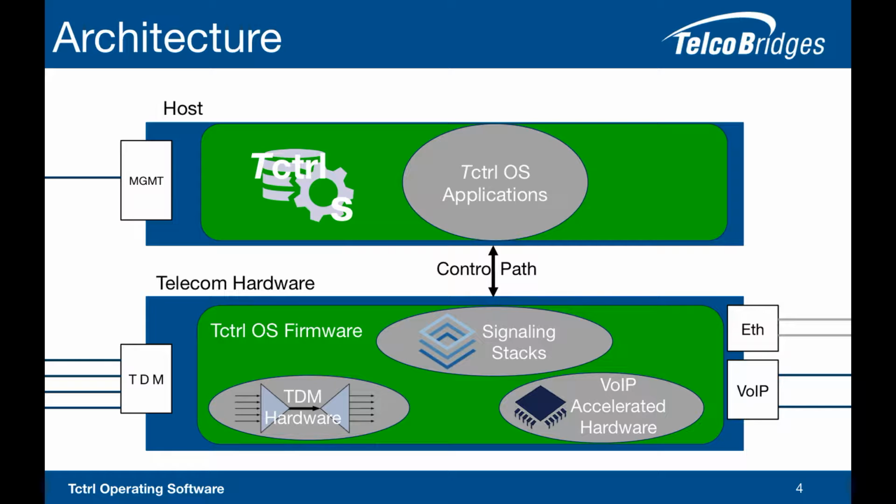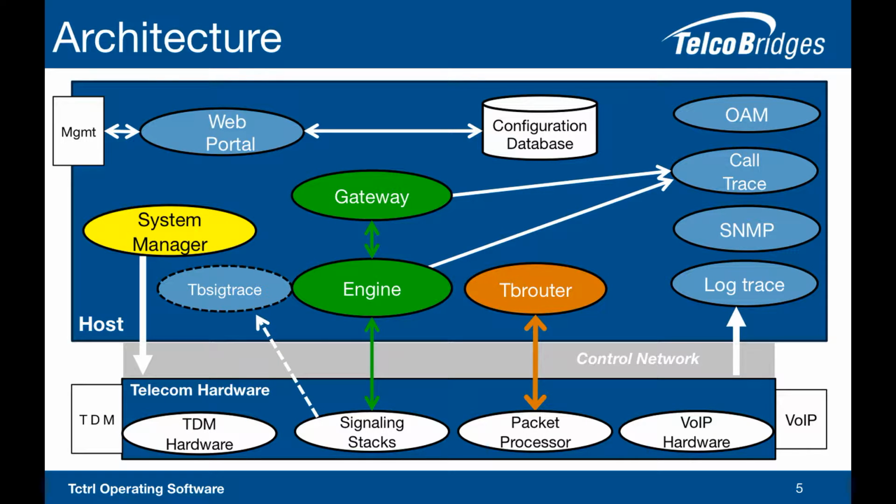Tctrl operating software is the application framework running on every TelcoBridges product. It consists of applications running on the host and software running on the telecom hardware, also called the firmware or the adapter firmware. Now let's have an in-depth examination of Tctrl Applications' roles. The light blue applications are the ones allowing the user to perform OAMP (operation, administration, maintenance, and provisioning) tasks, while the yellow, green, and orange applications provide the core functionalities of TelcoBridges products.